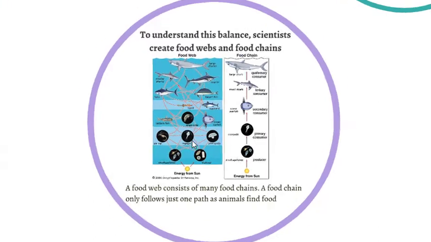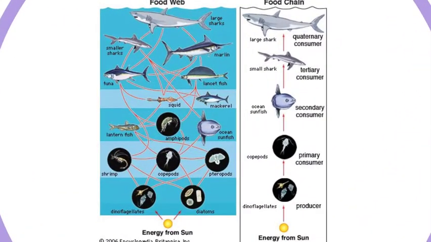So when we look at food webs, there's a lot of intermixing of different species and different animals, squid and mackerel and marlin and tuna and small sharks and large sharks as well, all the way down to diatoms. But with a food chain, we start with the energy from the sun and go all the way up to our consumers, our apex predators, the top predators of that food chain.